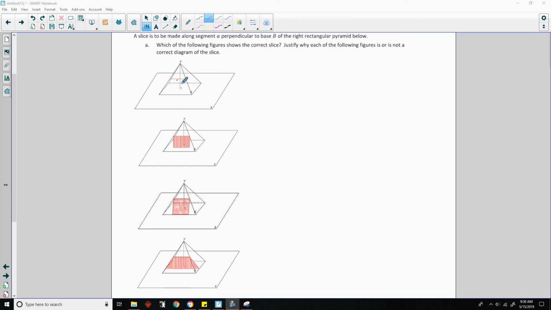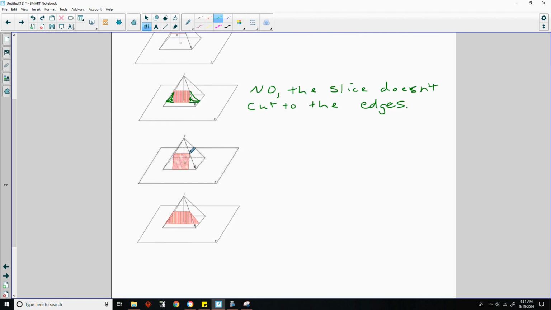All right, so we're starting with this. This is the mark, so we're starting here. We're cutting straight down. Is this the perpendicular slice? And the answer to that is no. And the reason is that this would have to come... Hello, I turned you to green. Why are you ignoring my request? Green. So you would have to come over all the way to here and cut this out. So it's missing all this piece here on both sides. So, no. The slice doesn't cut to the edges.